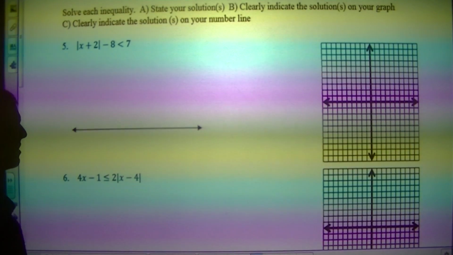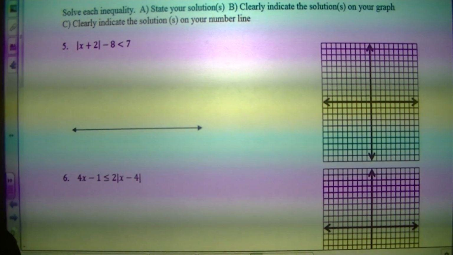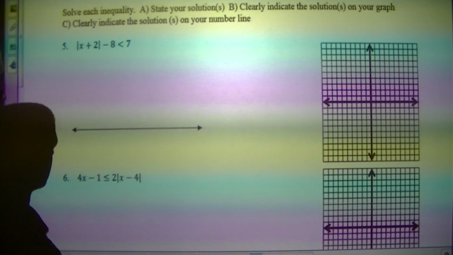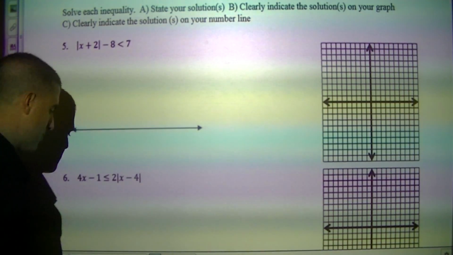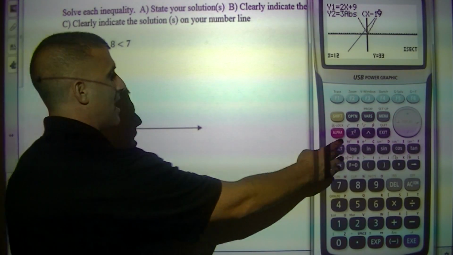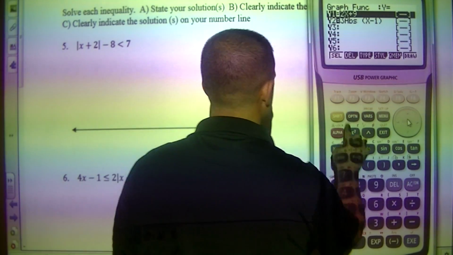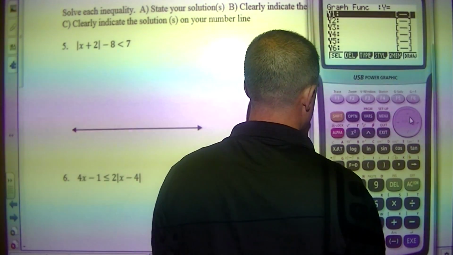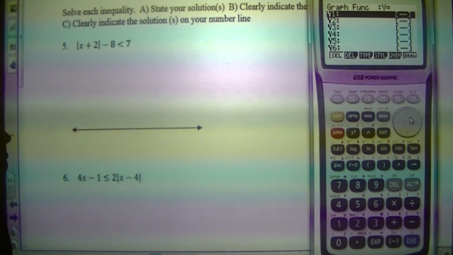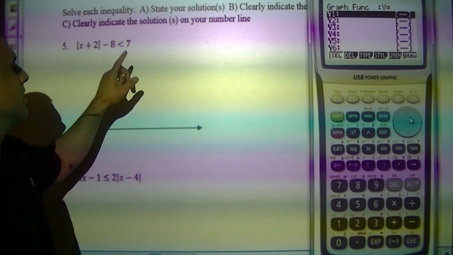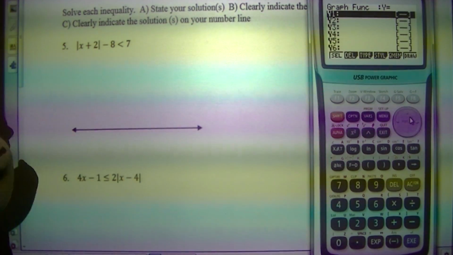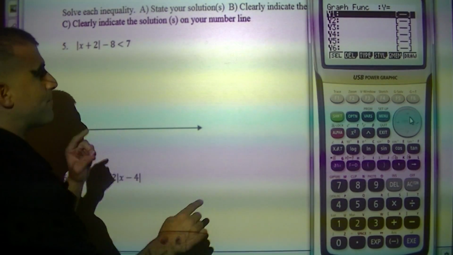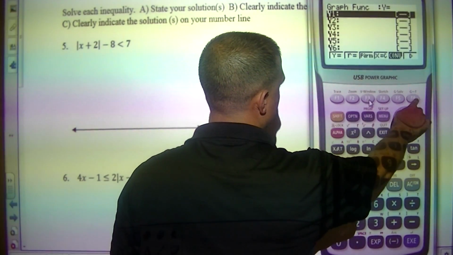Okay, so now we're going to get to the inequalities. Now, here's what you have to do. You have to state your solutions, clearly indicate them on the graph, and clearly indicate them on your number line. Okay, so here's how we do this. Once again, we're going to go back, exit, we're going to delete, we're going to delete. I'm going to graph this right side. Now, what you have to do here, make sure everything's cleared out. You want to select the type of inequality. Now, since we're graphing the right side first, we type in the exact inequality, okay?